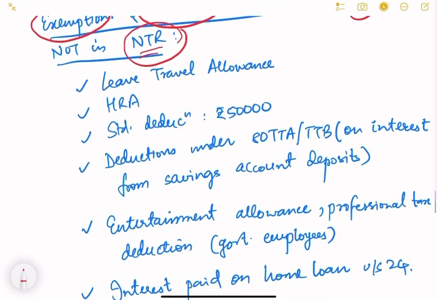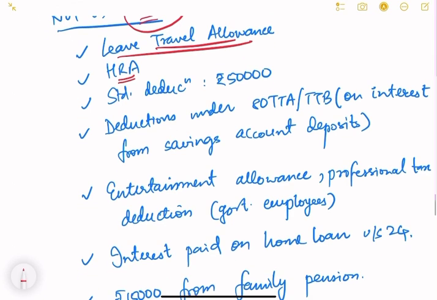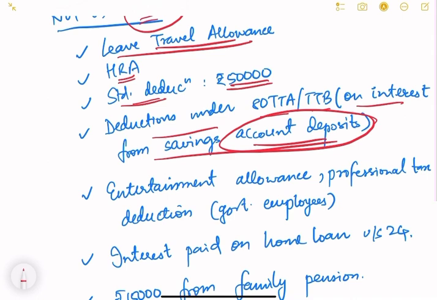For example, the leave travel allowance. This is the allowance that you get in order to travel somewhere. This may be an annual allowance that your company or the government pays you. Then HRA, house rent allowance, right? Then there was a standard deduction of 50,000 rupees. Deductions under 80TTA, 80TTB on interest from savings account deposits, right? So these were the different kinds of deductions that I am talking about.